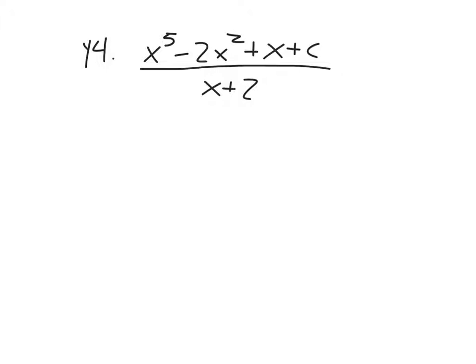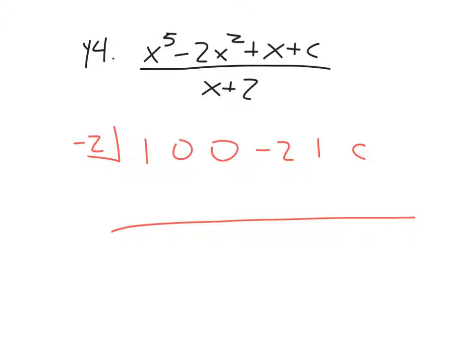Okay. So on number 44 here, we could do either one. We could do long division or synthetic division. I think synthetic division is the easiest. So let's set this up to do synthetic division. And so then what's going to go here? Okay, -2. And then what's going across from that? 1, 0, 0, -2, 1, c. Yeah, c. All right, so is that okay with everyone so far?